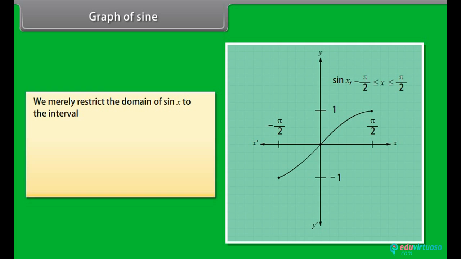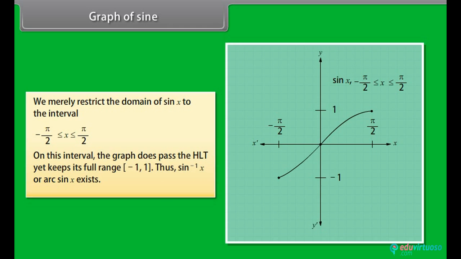Easily, we merely restrict the domain of sin x to the interval minus pi by 2 less than or equal to x less than or equal to pi by 2. On this interval, the graph does pass the HLT, yet keeps its full range minus 1 to 1. Thus, sine inverse x or arc sine x exists. This is not the graph of sine inverse x. It is merely the part of the sine x function that is used to graph the inverse sine function.